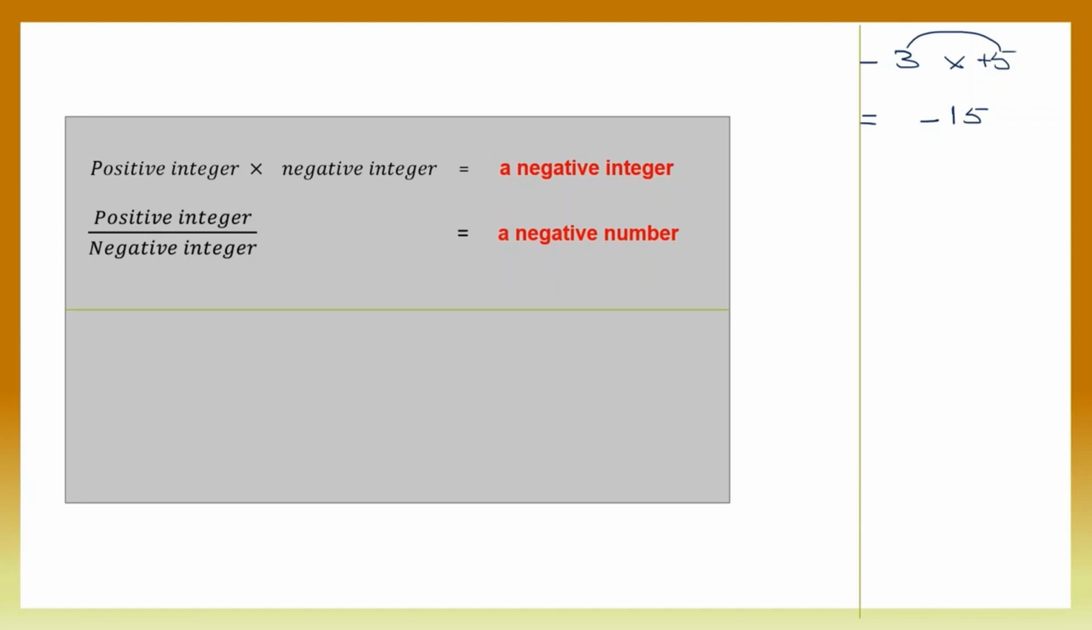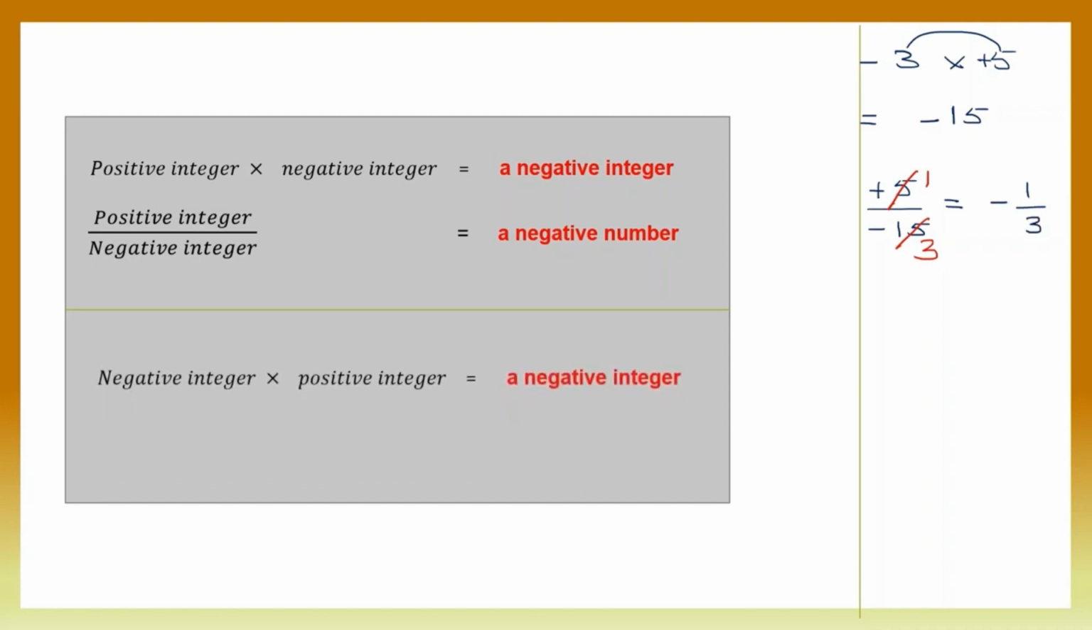Similarly, when you divide a positive integer by a negative integer, your answer is a negative number. So let's take a positive integer, plus 5, and a negative integer, minus 15. So your answer is negative. It's a negative number and we can cancel 5 and 15. 5 ones are 5, 5 threes are 15. So here what do we get? We get minus 1 by 3. Again, if the signs are different, so this time you're taking a negative integer into positive, your answer is going to be negative. Similarly, when you divide a negative integer by a positive integer, your answer is a negative number.